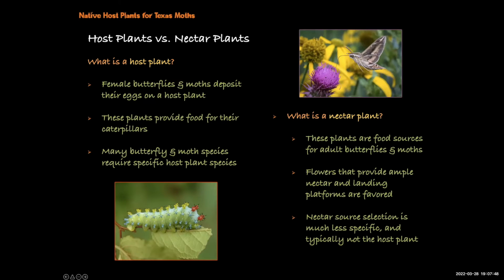Nectar plants, on the other hand, are plants that are food sources for the adult butterflies and moths, not the caterpillars. And the flowers that provide ample nectar and landing platforms are favored. And this nectar source selection is much less specific than host plant selection. And typically it's not the host plant, and an adult form of a moth or a butterfly will typically nectar on many different species of plants.